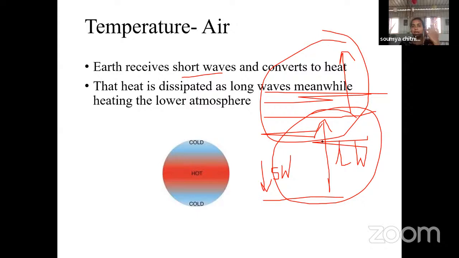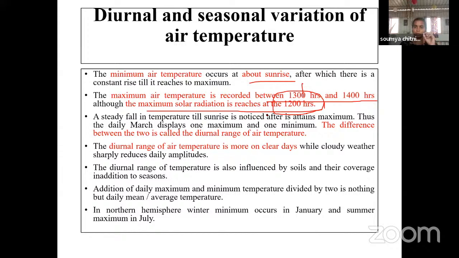But that heat has to escape into the atmosphere. It has to heat the atmosphere. It becomes lighter, it moves upward. When it becomes lighter and moves upward, then we feel more temperature or more heat. So that is the concept here. That is why the solar radiation is more at 12 o'clock, but the temperature is more at around 2 o'clock.